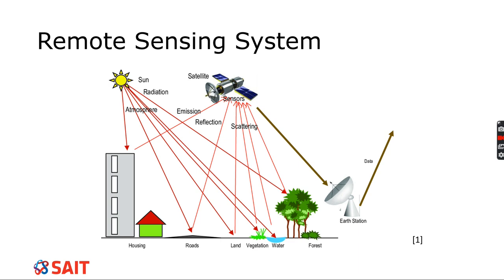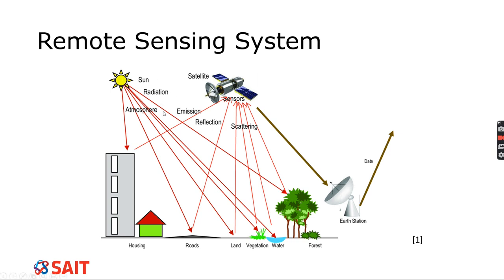It needs to have a medium to transfer through, and it needs to have something to interact with. So we can see in this particular citation here, this resource, they have the sun as an energy source. They have a satellite and sensors as the platform. The satellite is a platform, and the sensors receive the information of all this energy.